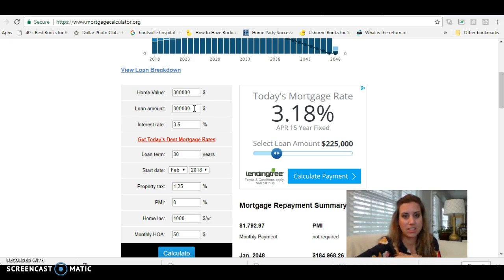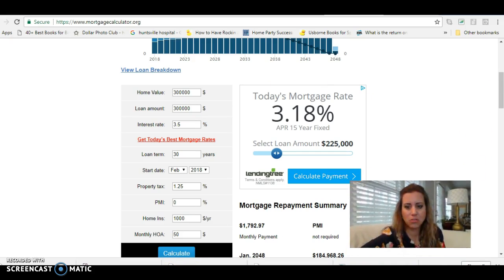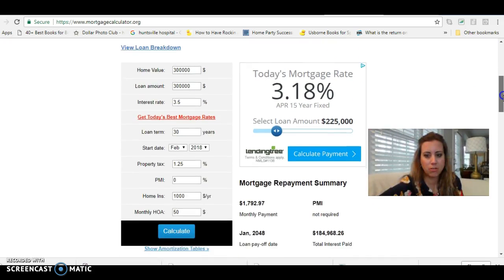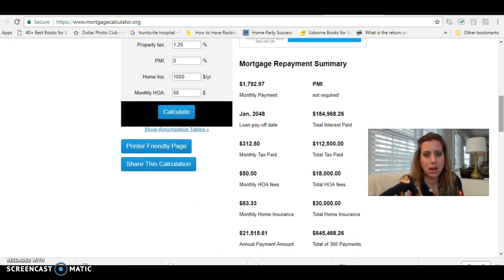Also, the home insurance is listed. It's a very approximate price. You'll have to find out what your insurance company will do, and then I just put in a monthly HOA of 50, just in case you have an HOA. And then I hit calculate down here, and it shows for you up here a little interactive graph, but I first want to show you the numbers.